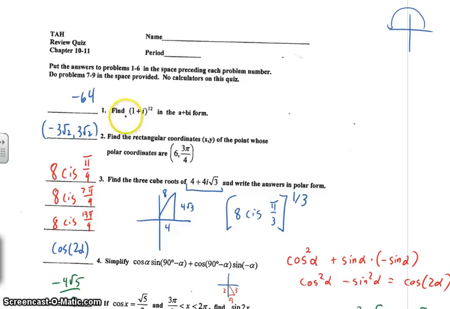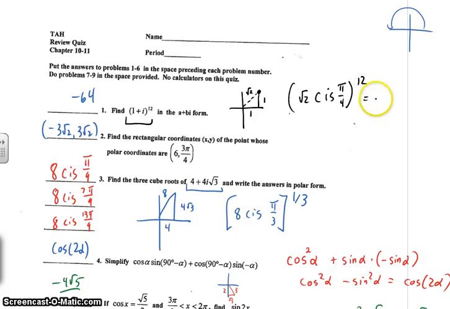Number 1 says find (1 plus i) to the 12th. The first thing we want to do is write this number, 1 plus i, in polar form. If I do that, this distance is 1, this distance is 1, and this is root 2. This is a 45-degree angle, or pi over 4, and so this number could be written as root 2 cis pi over 4. I'm taking this and raising it to the 12th power, which is the same as doing root 2 to the 12th, and then we're going to add pi over 4 twelve times, which means we multiply 12 times pi over 4, and we get 3 pi.